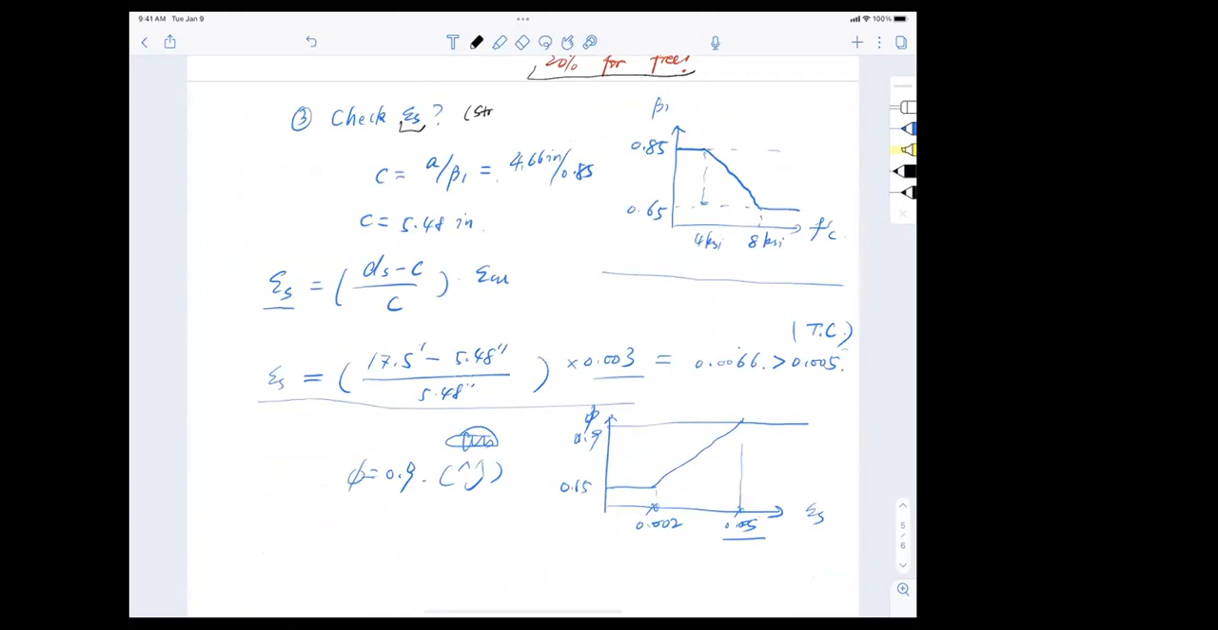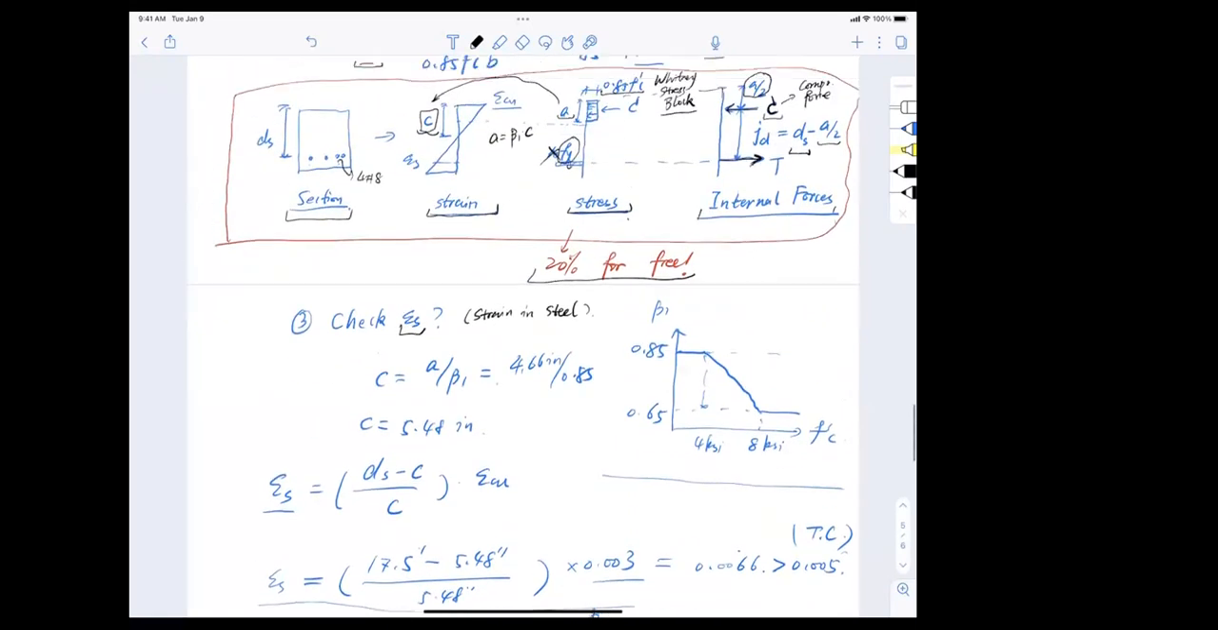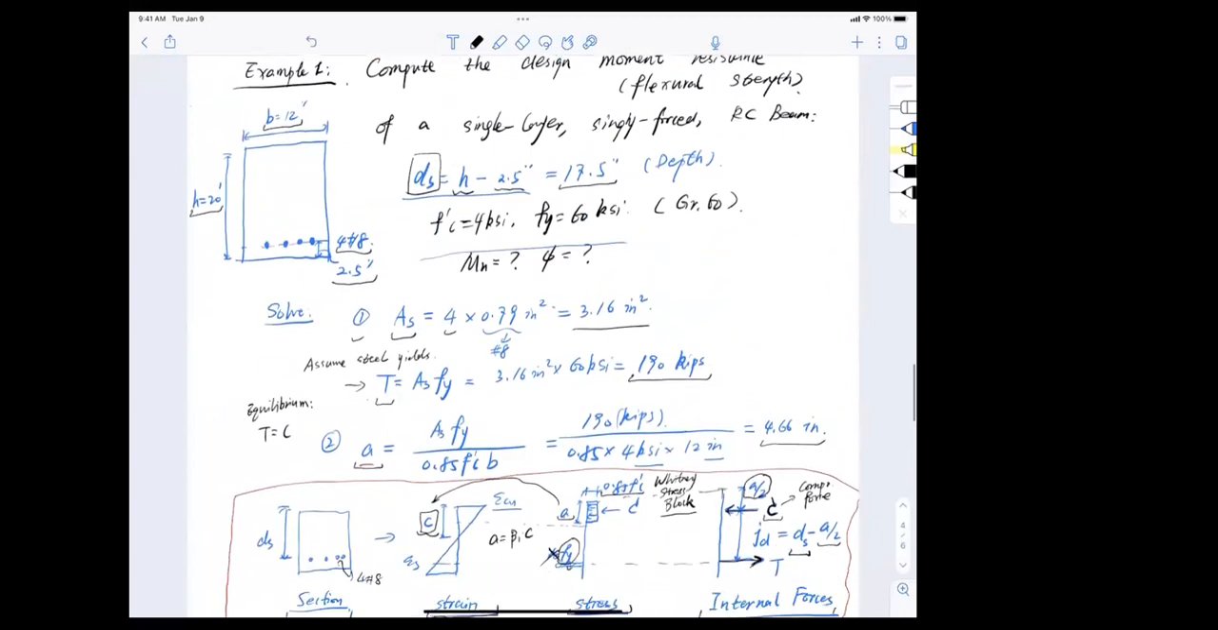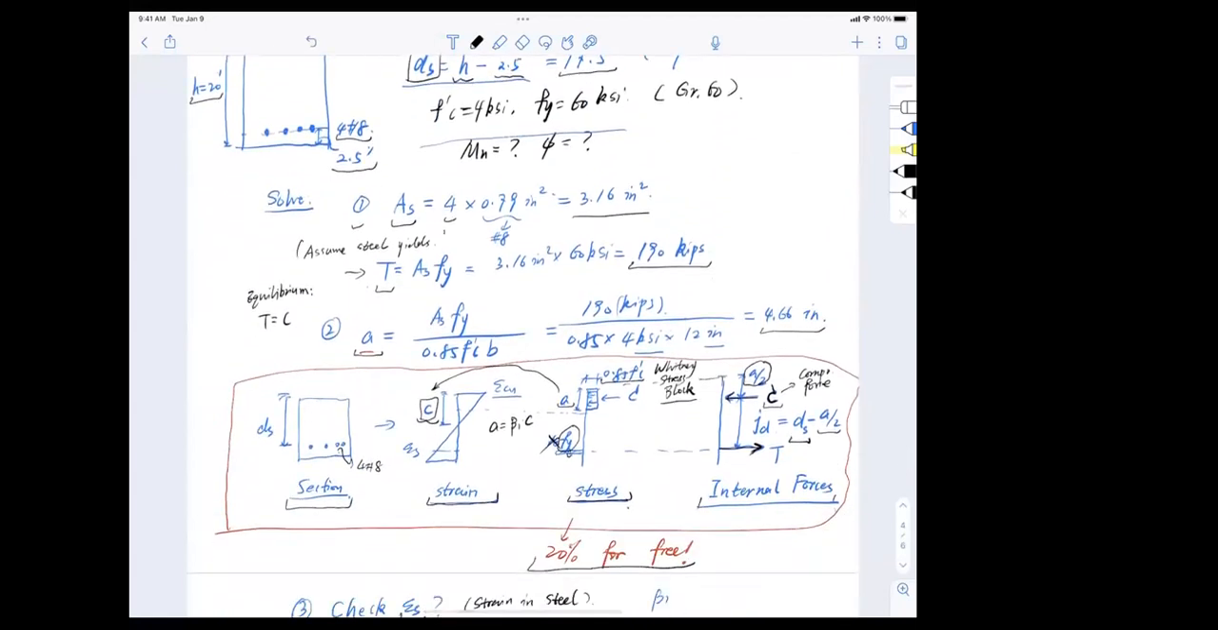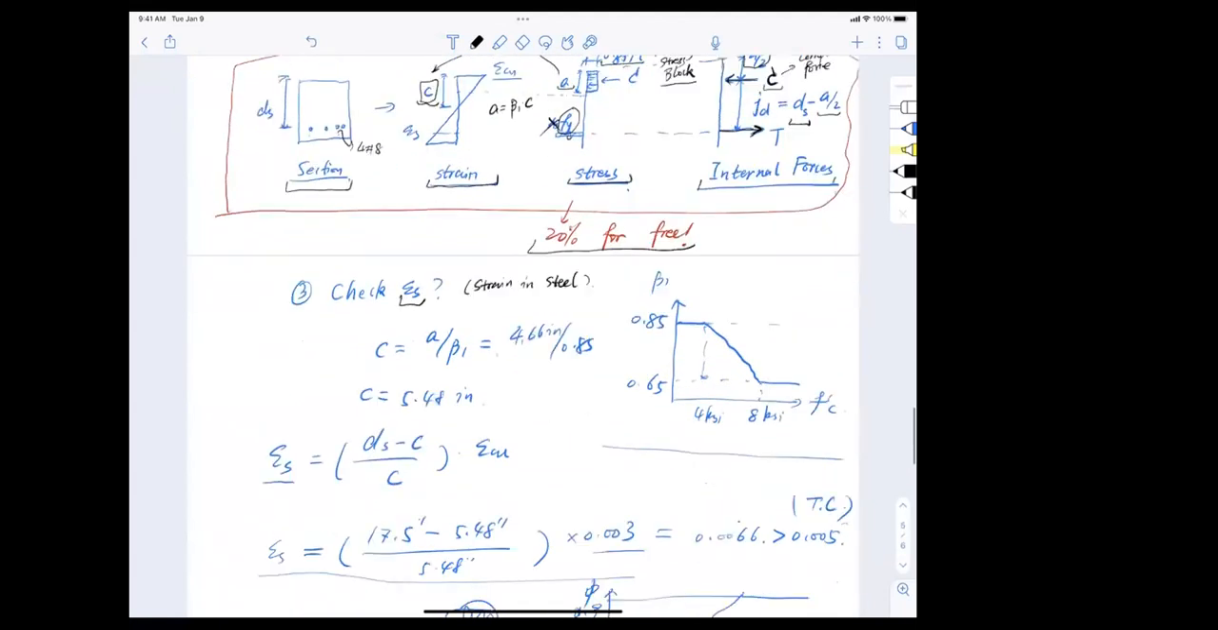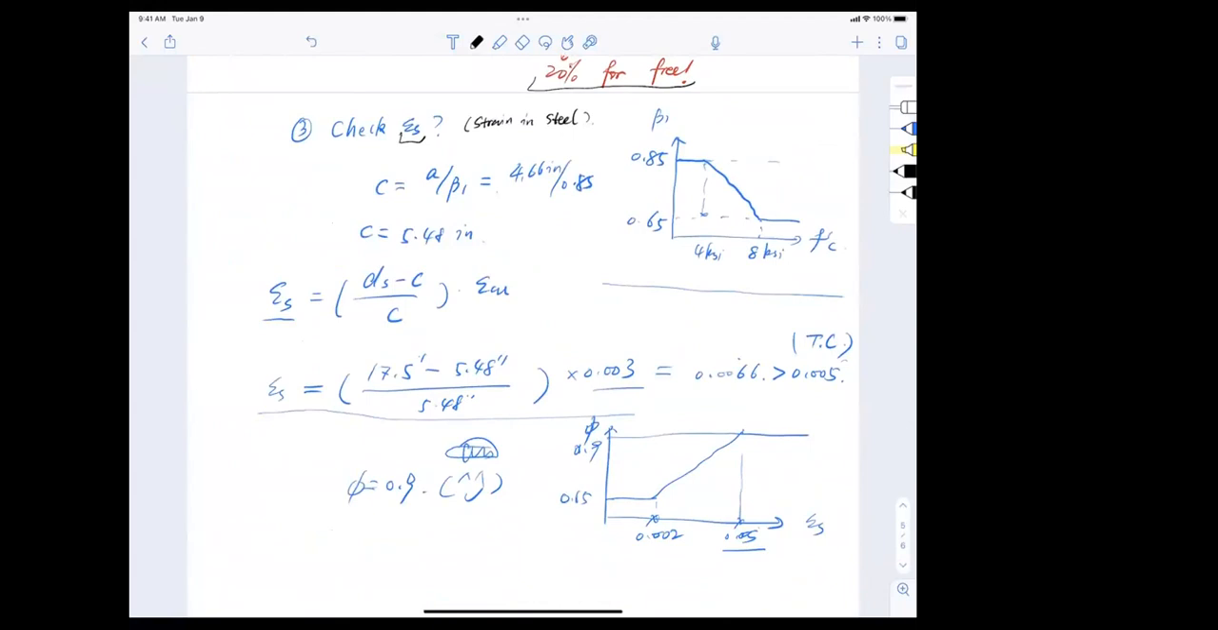Strain in the steel. You may ask me, Bob, why do I need to check the strain in the steel? I thought I had a done deal here. Well, don't forget at the beginning of the problem, we made an assumption, that is, assume the steel yields. So you have to go back and confirm that assumption.